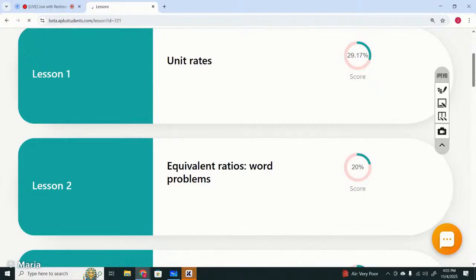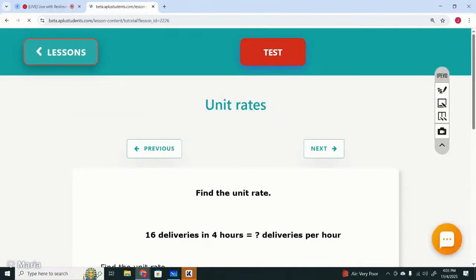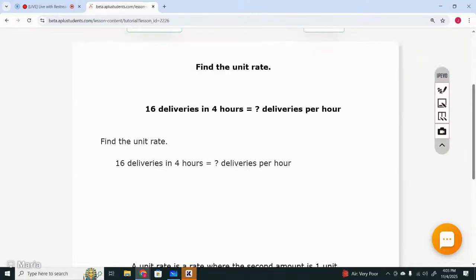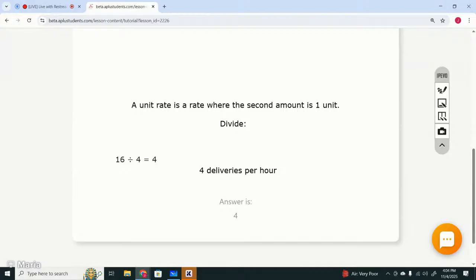Let's start with the lesson on unit rates. Unit means one thing, right? So unit rate means we need to calculate the price of one thing. Look at the first example: 16 deliveries in 4 hours equals how many deliveries per hour? We divide 16 by 4 hours, and we have 4 deliveries. The correct option is 4 deliveries per hour.